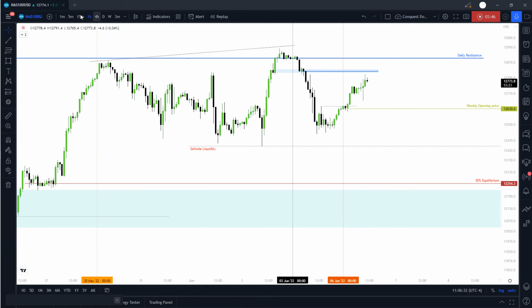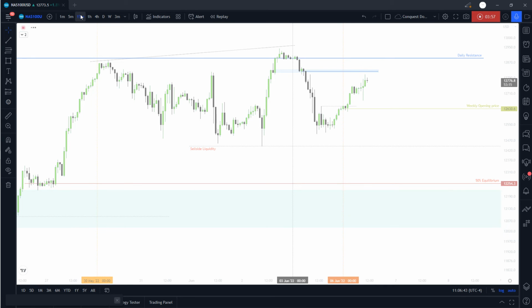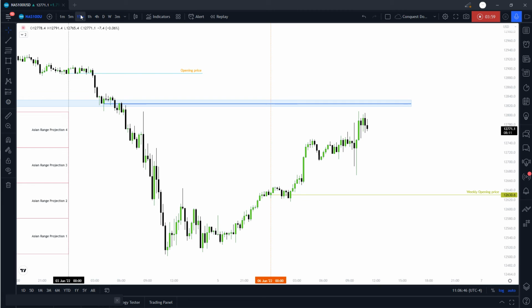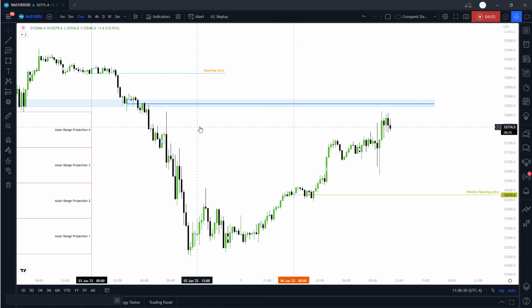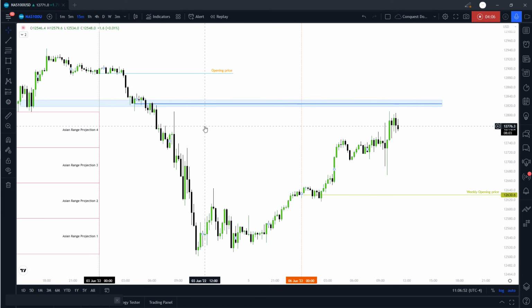Investigating price further, going down to the 15-minute time frame to get more intel as to our potential turning area. I'm gonna show you real quick. Let me zoom out a bit. Okay, everything's cool. Okay guys, this is the 15-minute time frame, the Nasdaq chart, June 6, 2022.